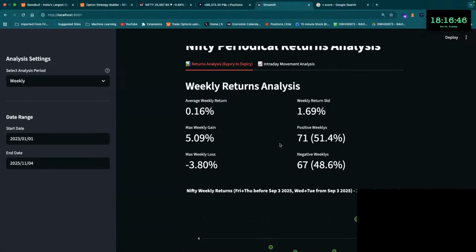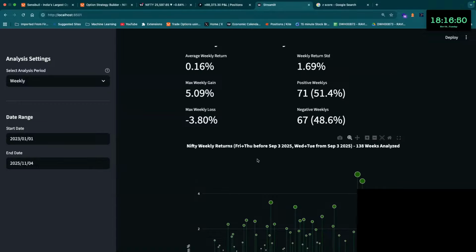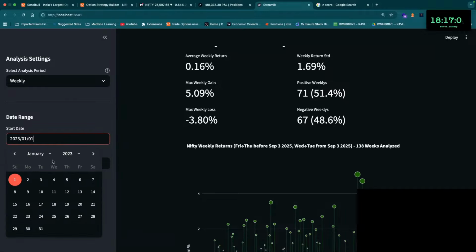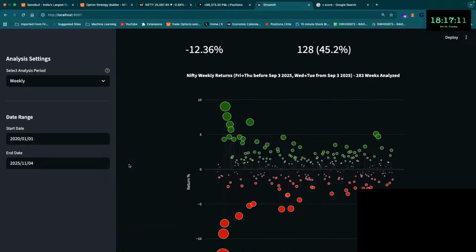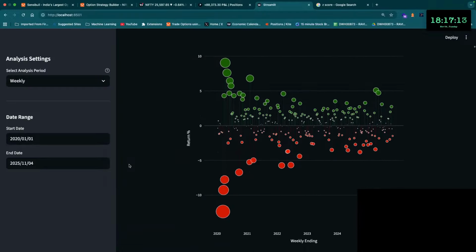However, Nifty moved from expiry to expiry. I think all of us know before September 3rd, we have from Friday to Thursday, and then after September 3rd, we are from Wednesday to Tuesday. So you can in fact change it, and go as far back as you want. Let's say we go from January 2020, that's where our COVID started. And this has a lot of data, to be honest.